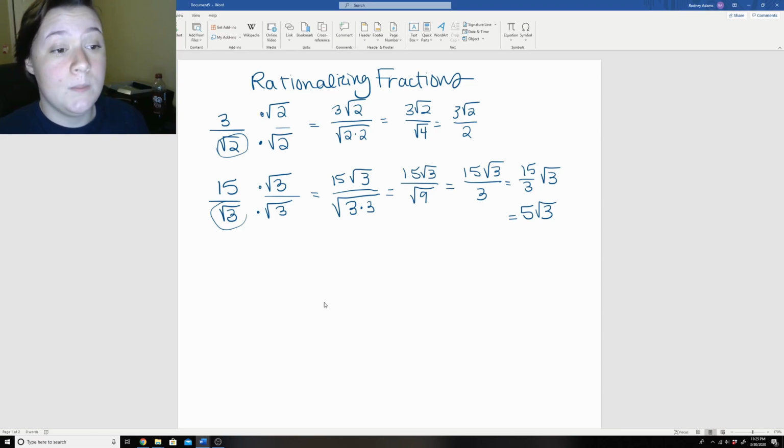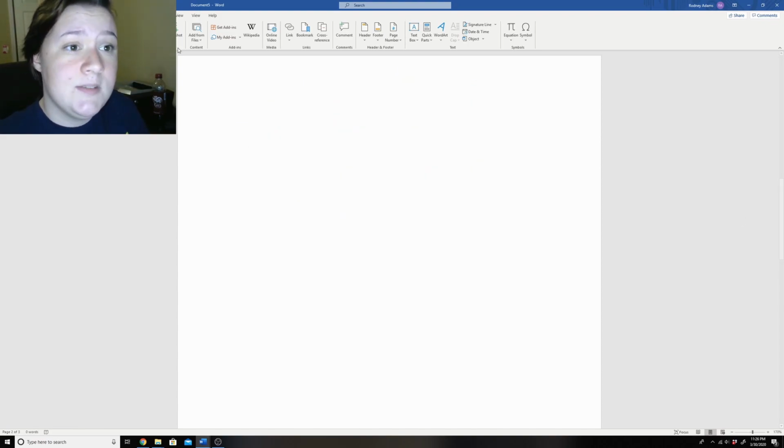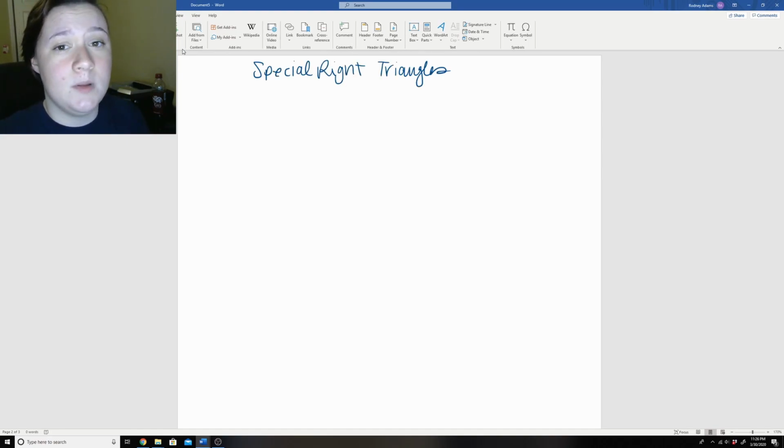So again, multiply the top and the bottom of the fraction by whatever square root you have on the bottom of the fraction. Simplify the best you can. That's all you got to do. Okay, so now we can go into some actual special right triangles. These are all going to be problems from the paper that you're getting today, Tuesday, but these will also help you with the problems if you didn't understand anything yesterday.